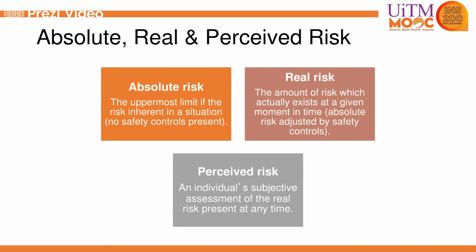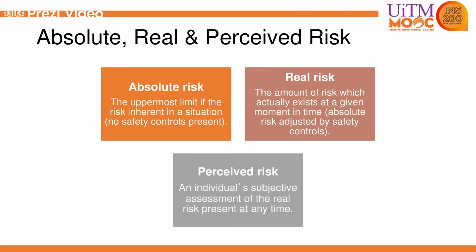So you are driving the car with real risk. Yes, traveling by car, you are exposed to a certain kind of risk, the risk of accident and whatnot. When you drive a car equipped with safety equipment, you are facing real risk. But if you are driving a car without any safety equipment, no seat belt, no airbag, no brake itself, you are exposed to the absolute risk. And the last one is perceived risk, an individual's subjective assessment of the real risk present at any time.